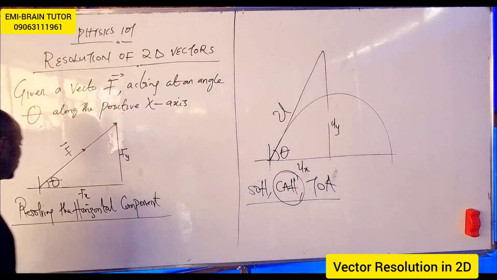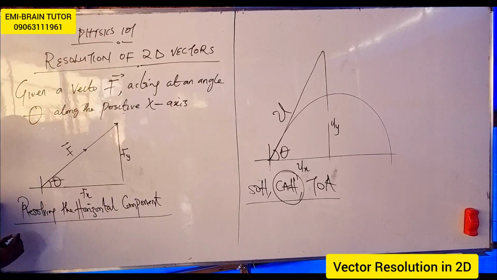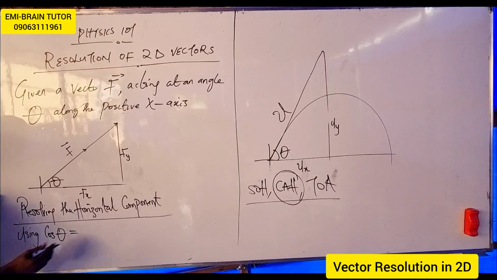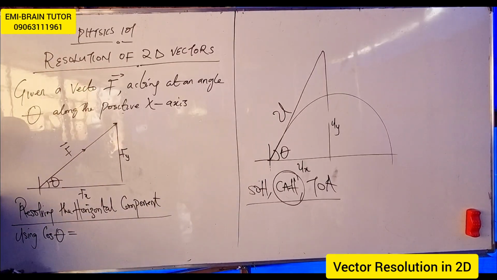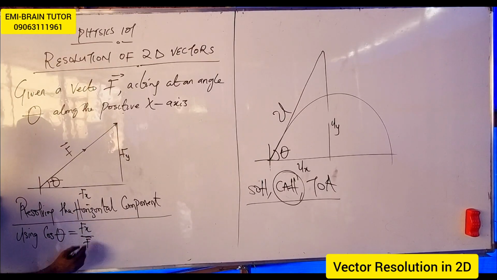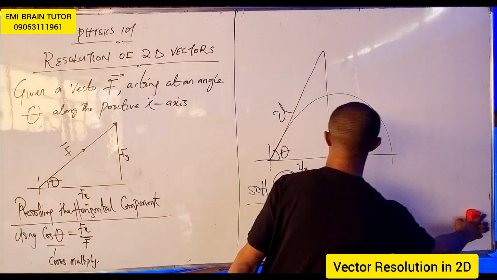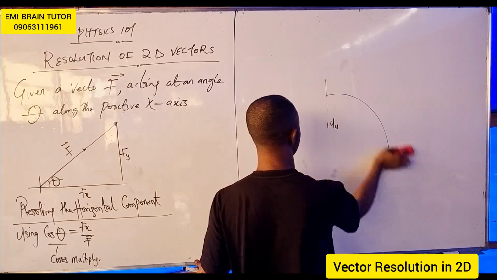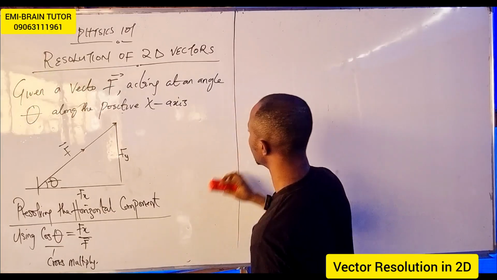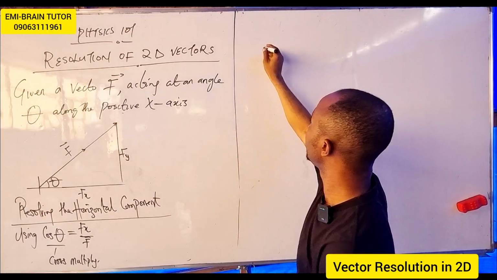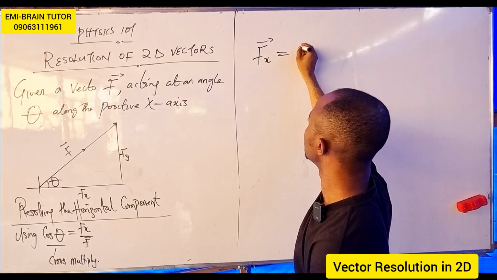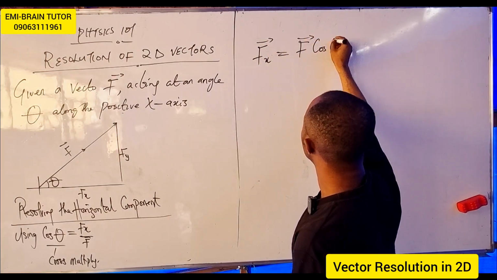The word is CAH. So to resolve Fx, we use cos theta. Cos theta is adjacent over hypotenuse. The adjacent here is Fx and the hypotenuse is F. To find Fx, we cross multiply. Fx will be F cos theta. Let's call this equation 1.